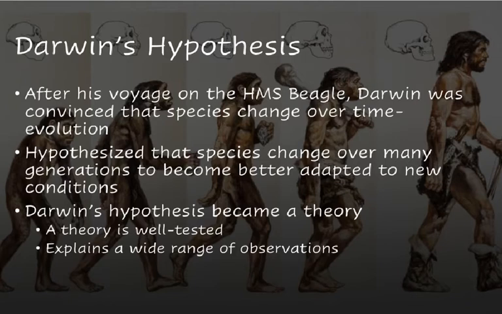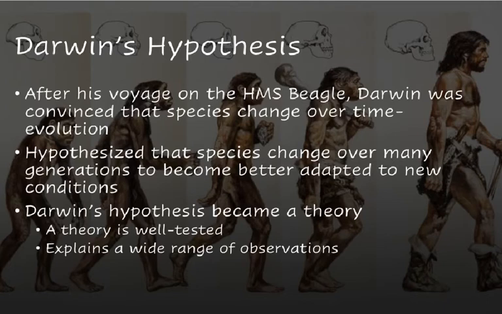And remember that a theory is a well-tested idea. It's something that has been tested multiple times, and it explains a wide range of observations. So that's why Darwin needed all of these observations from the Galapagos Islands and mainland South America and all around the world to prove that his hypothesis was indeed factual. So remember, a hypothesis is a question that we're trying to answer, yes or no. When we prove that hypothesis is true, we have to continue to test it to make sure that we get the same answer every single time.